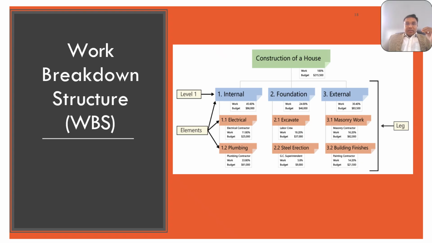Now look at the example of the construction of a house. Look how different phases like the internal, foundation and external are differentiated into different work packages, or work streams, and further into activities and tasks. This is how a WBS looks, and this is how you are going to create activities and tasks.